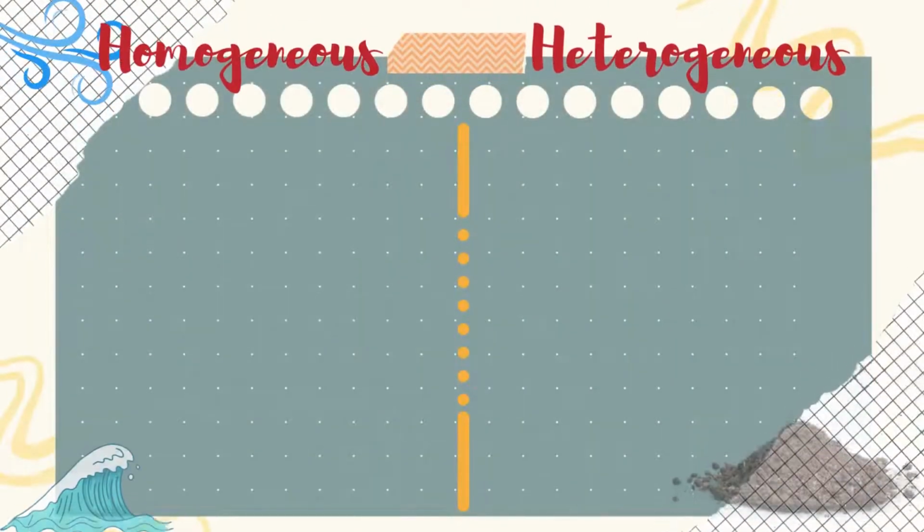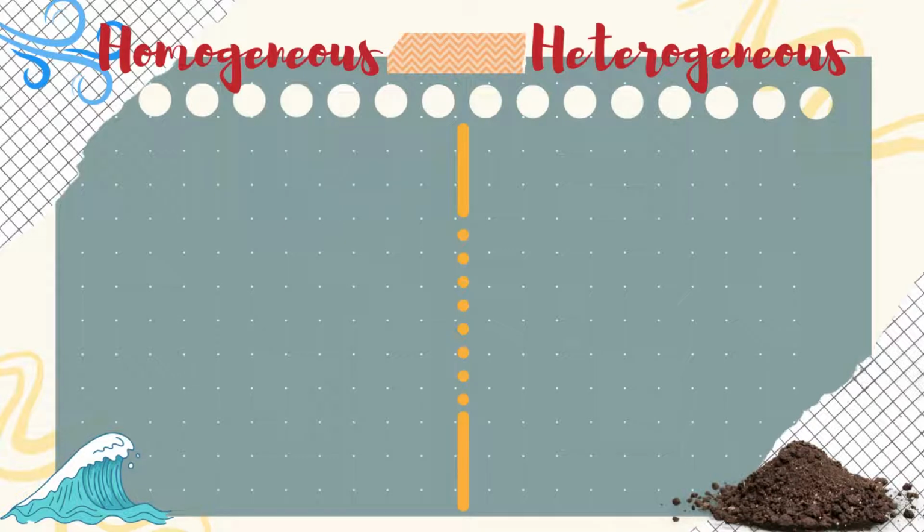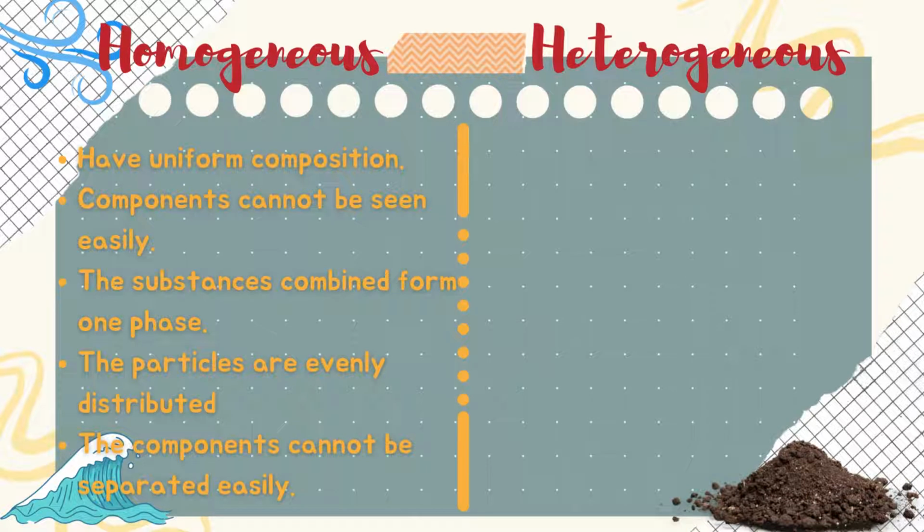Great job! Now, in summary, here are the differences between homogeneous and heterogeneous mixtures. Homogeneous mixtures have a uniform composition. Its components cannot be seen easily. The substances combined form one phase. The particles are evenly distributed. The components cannot be separated easily.